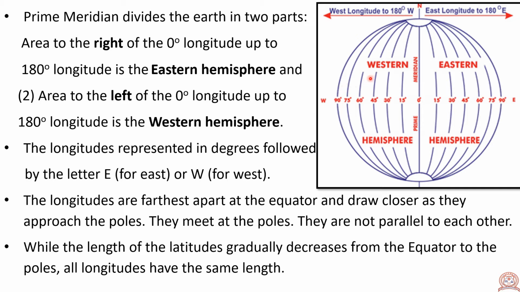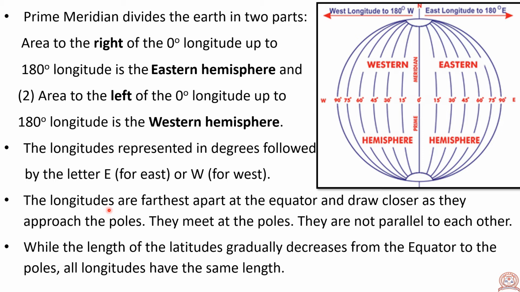The longitude is represented in degrees followed by the letter E for east or W for west. For example, 15 degree E means 15 degree longitude in the eastern hemisphere. 15 degree W means 15 degree longitude in the western hemisphere.